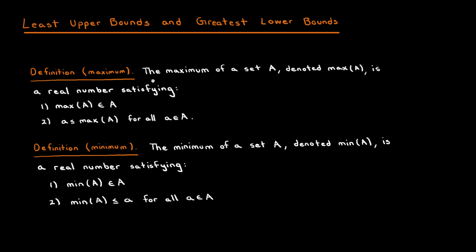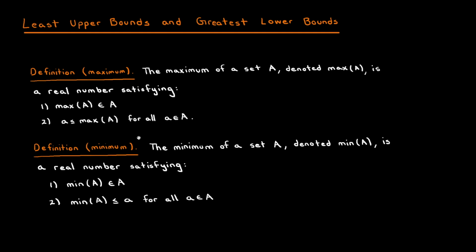So the definition of a maximum is that the maximum of a set A is denoted by max A, and it's a real number satisfying the following two conditions. First of all, the maximum of A should actually be a member of the set A. And number two, the maximum of A should be bigger than or equal to everything inside of A.